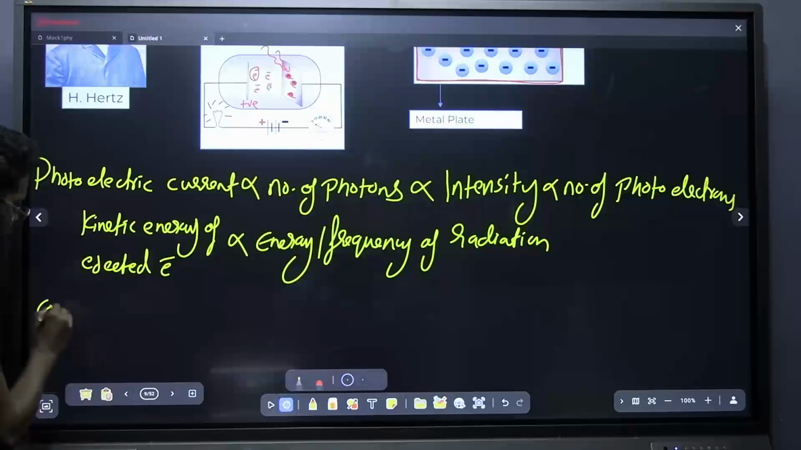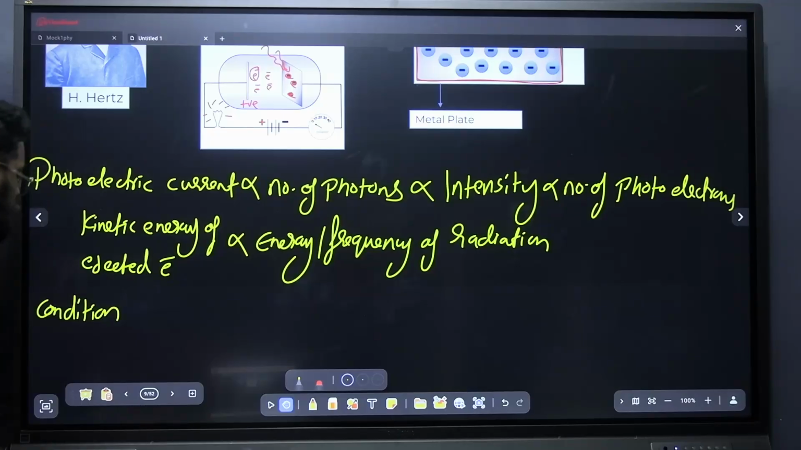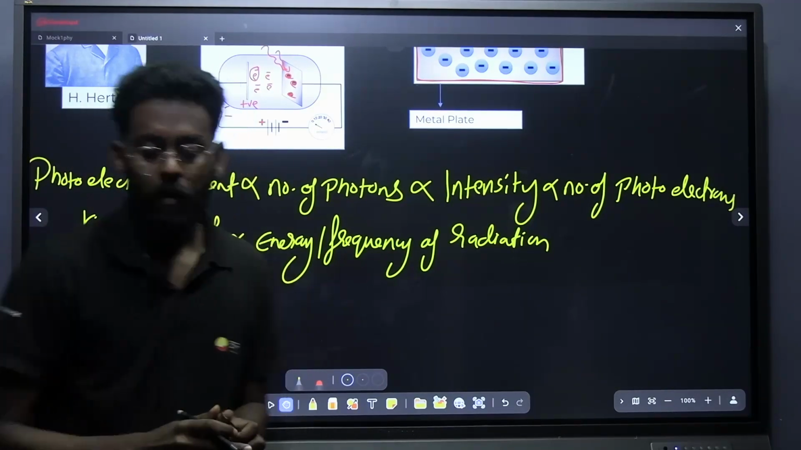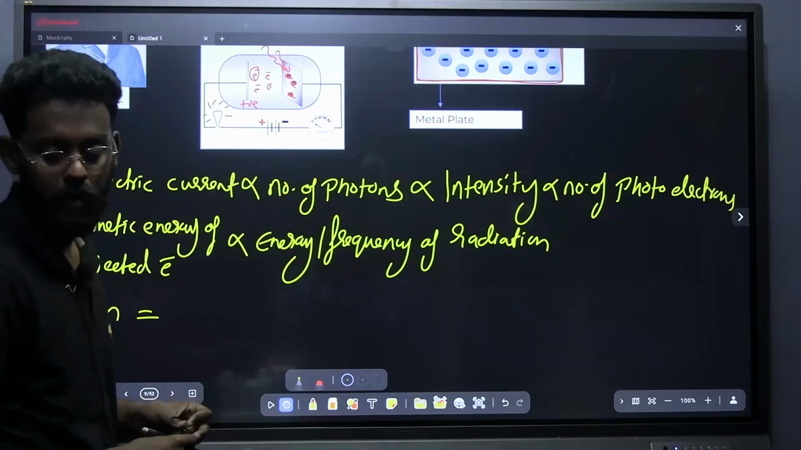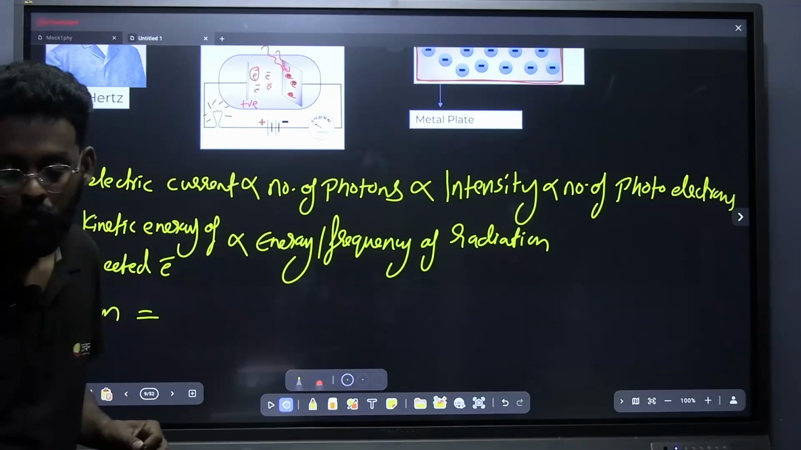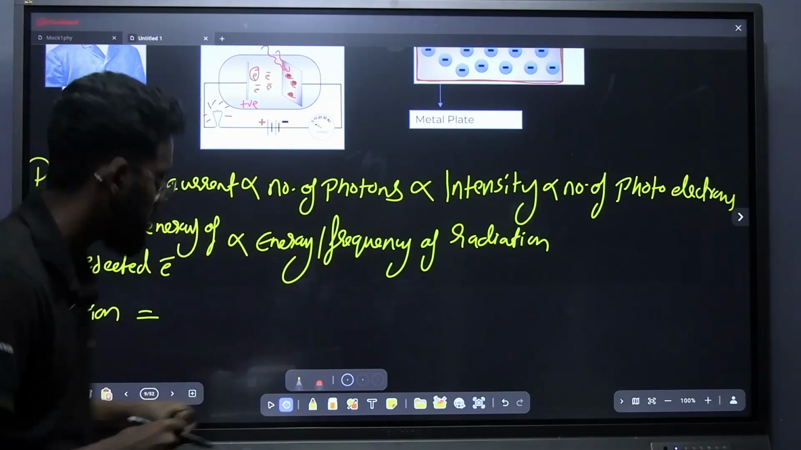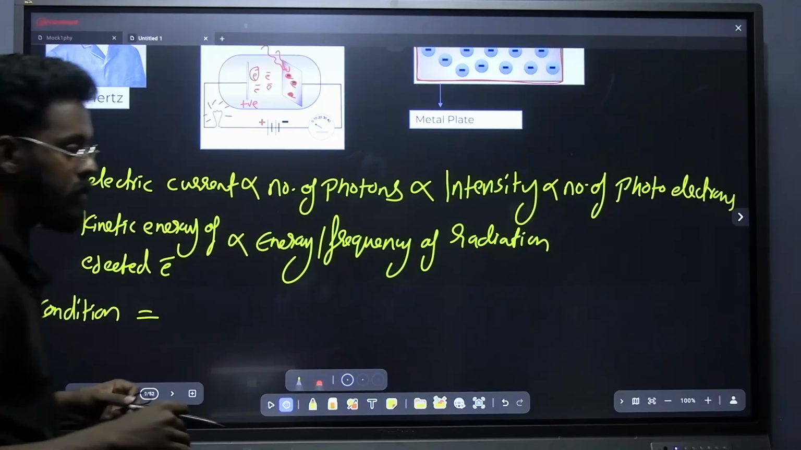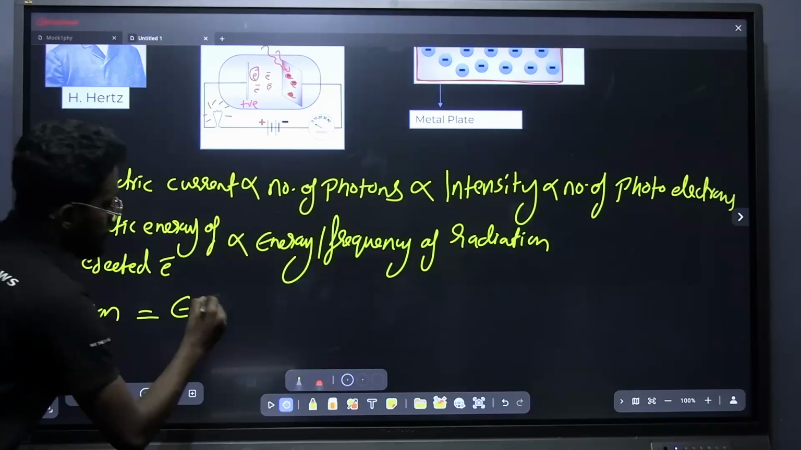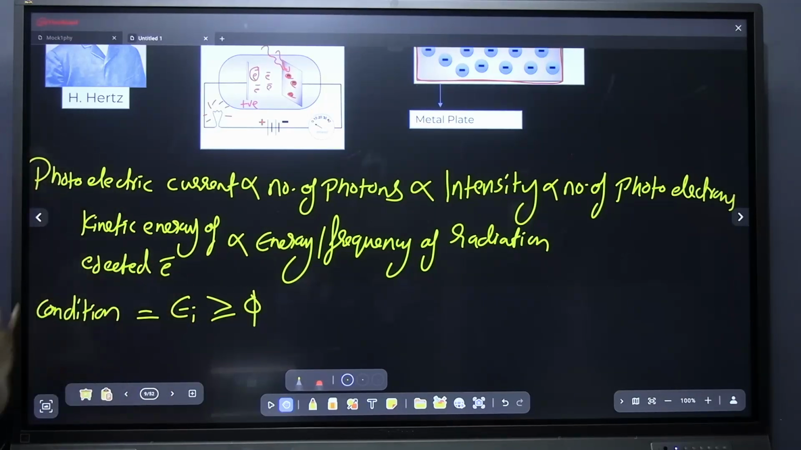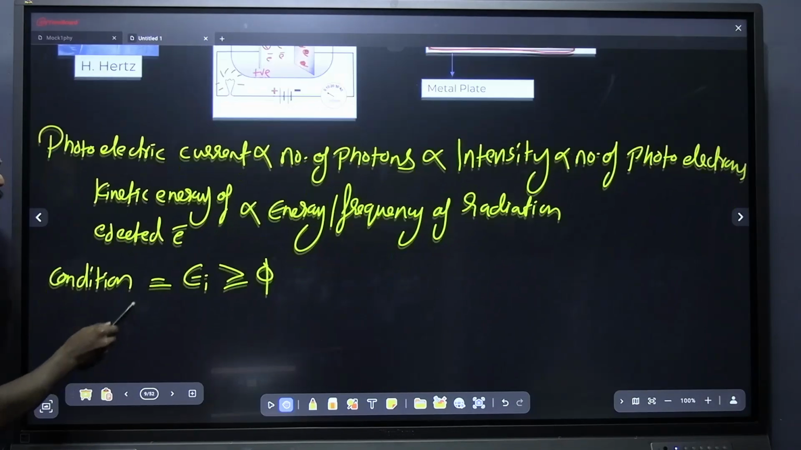Now what is the condition? What is the condition for photoelectron? Is there any condition that photoelectron should happen? I have to supply this much energy, then only photoelectric effect will happen. Frequency? Sorry? Work function. Yeah, work function. Very good. That is incident energy. Incident energy should be greater than or equal to work function. This is the condition for photoelectric effect to happen. Okay. This is one of the conditions.